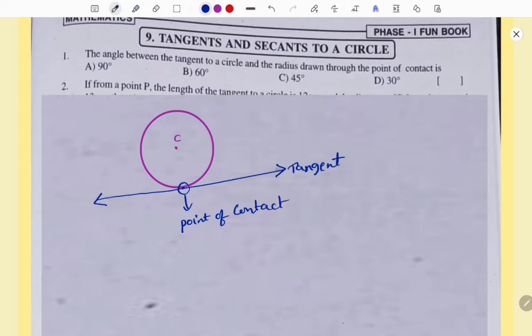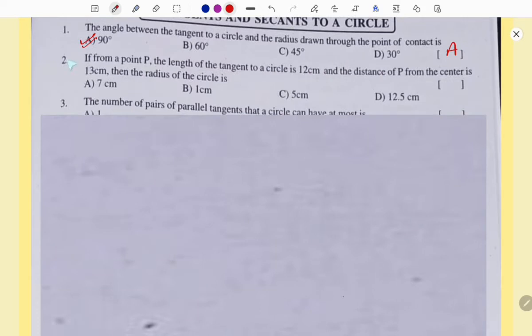Now we can join the center to that point. That is called the radius. The radius is perpendicular to the tangent at the point of contact, 90 degrees. So the angle between the tangent and the radius at the point of contact is 90 degrees. Therefore the answer is A. Okay Nana, did you understand this one? Now the second bit.